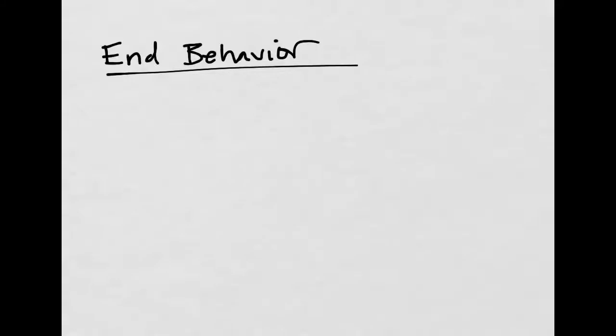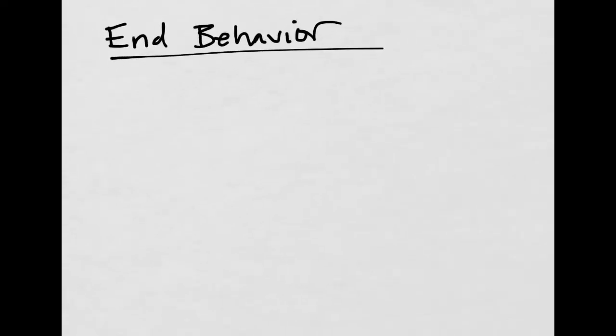In this video, we're going to talk about something called end behavior. That's end behavior on the left side and end behavior on the right side, and those are two different things. So we're going to talk about what that means. But first, I'm going to talk about a line.